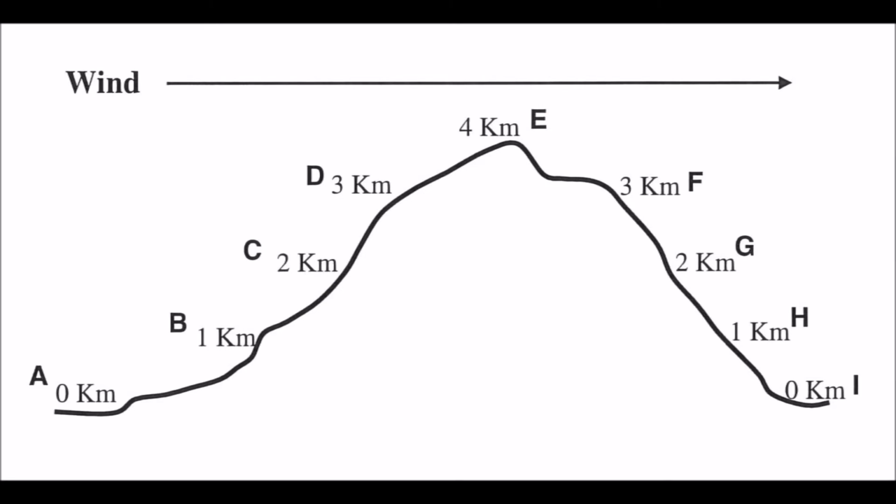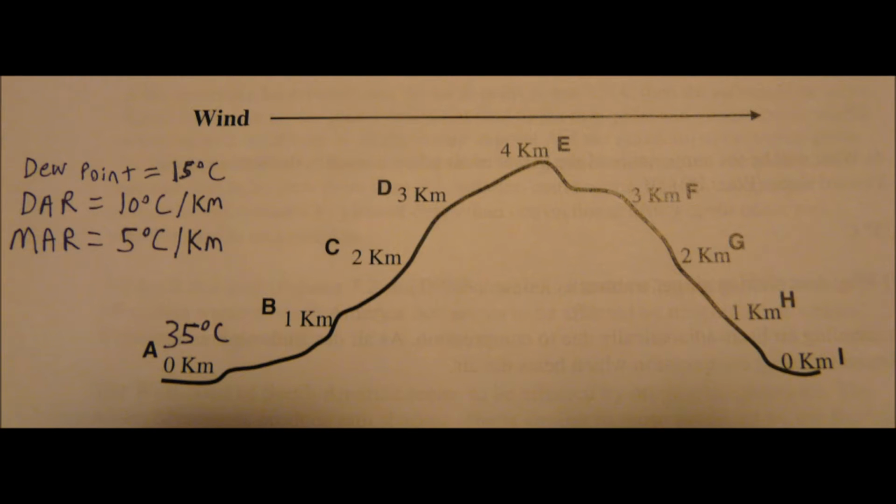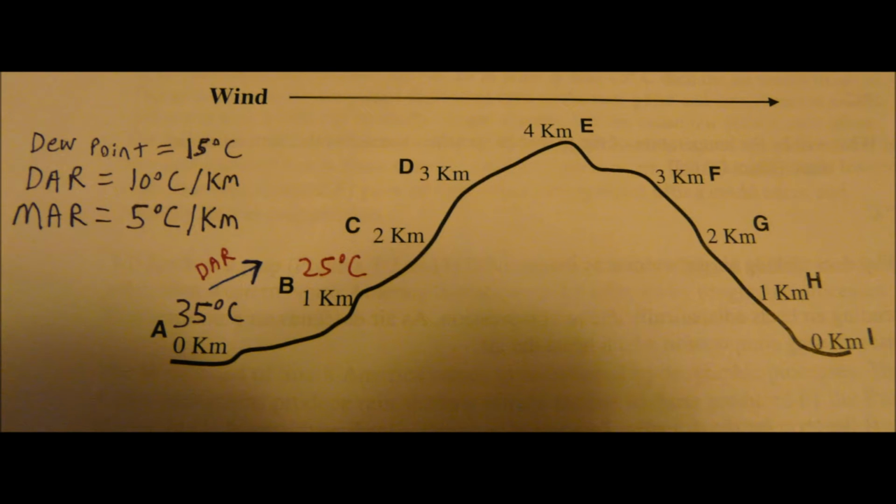So, in our example here, we're going to start with a parcel of air at point A, going over our imaginary mountain. That parcel will be starting at 35 degrees Celsius. The dew point we'll say is 15 degrees Celsius. The dry adiabatic rate will be 10 degrees Celsius per kilometer, and the moist adiabatic rate 5 degrees Celsius per kilometer.